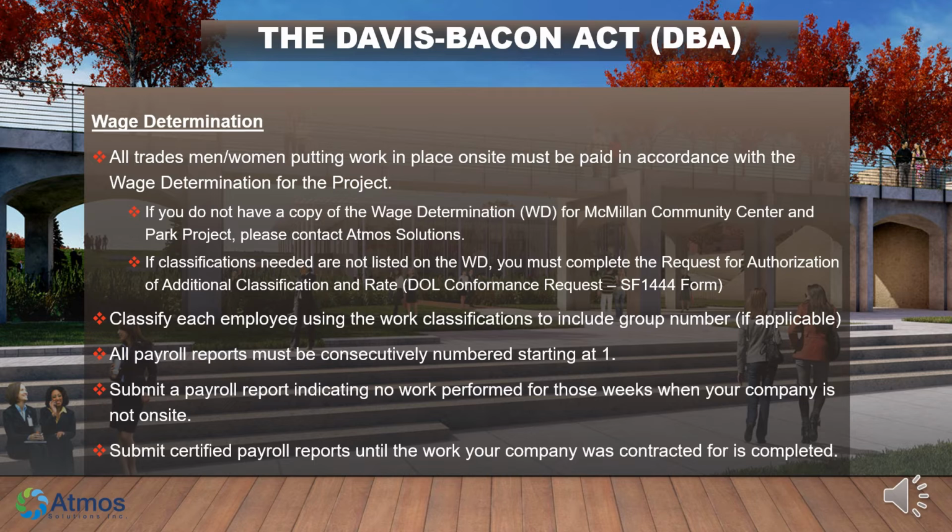If you do not have a copy of the wage determination, please reach out to Atmos Solutions and we will be more than happy to provide you with one. If you notice that there are classifications needed on the wage determination, you must complete a DOL Conformance Request SF-1444 form. Atmos will assist with the SF-1444 form as needed.